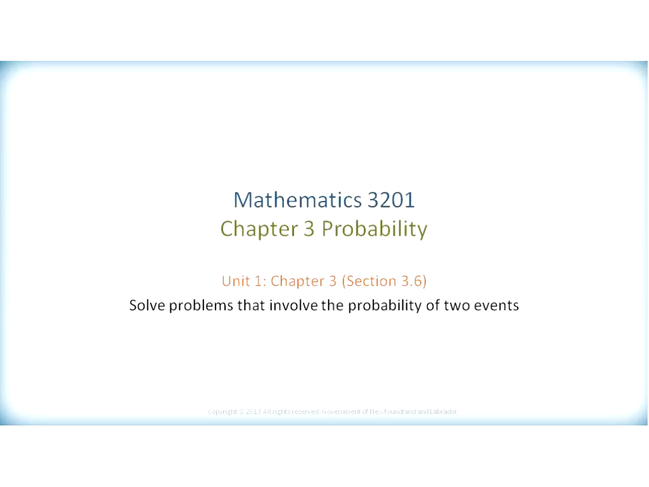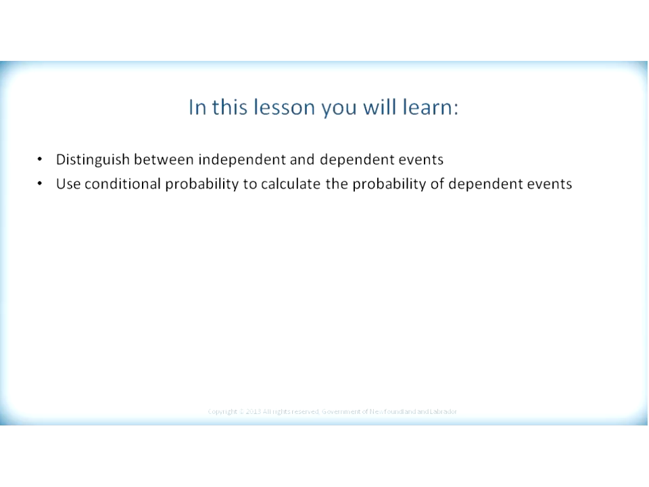We're looking at Chapter 3, Section 3.6, Solve Problems that Involve the Probability of Two Events. In this lesson, we will look at distinguishing between independent and dependent events, and we'll use conditional probability to calculate the probability of dependent events.